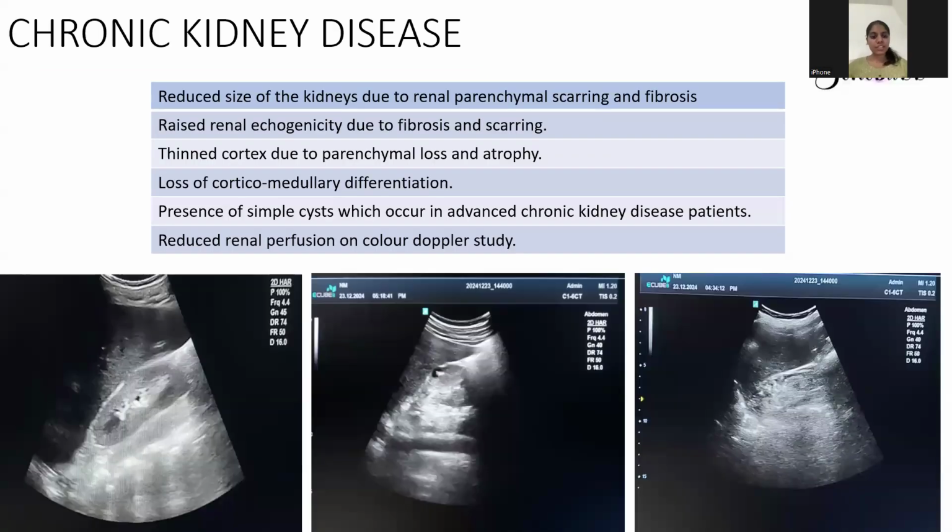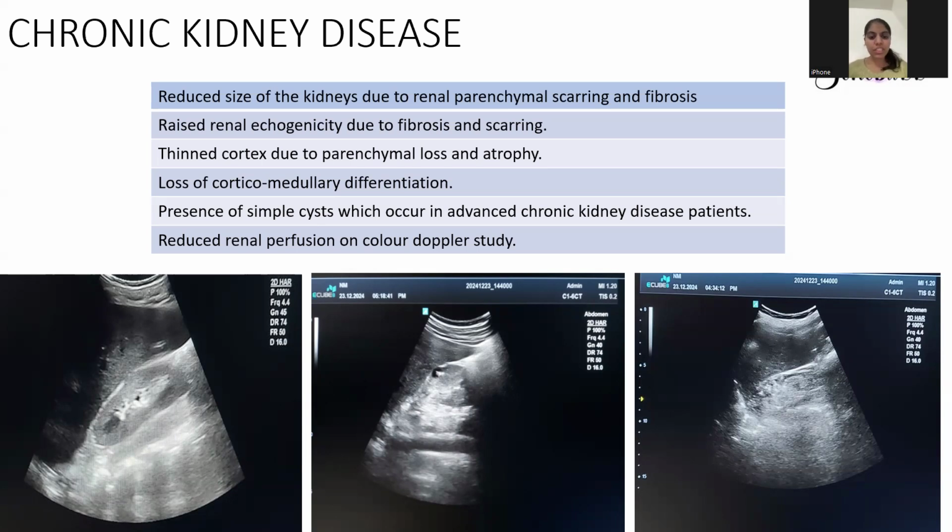Next is chronic kidney disease. Here we are able to see that in chronic kidney disease, the ultrasonographic findings include reduced size of the kidneys due to renal parenchymal scarring and fibrosis, raised renal echogenicity due to fibrosis and scarring, and the cortex gets thinned out. The normal thickness being 1 centimeter, but in these patients the cortical thickness will be less than 1 centimeter, and the corticomedullary differentiation is completely lost.